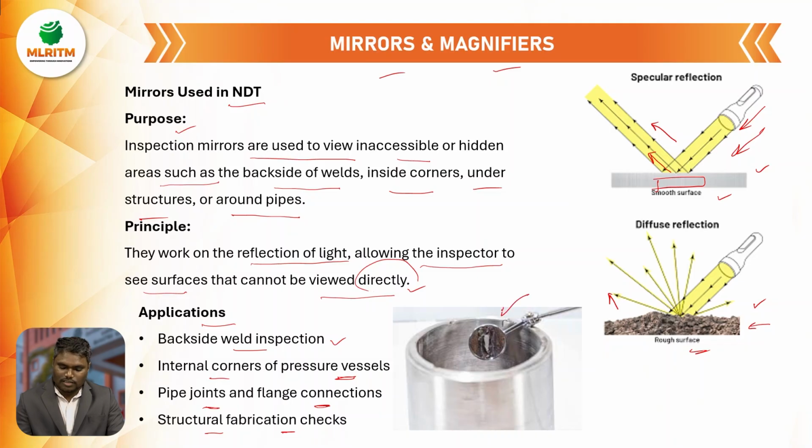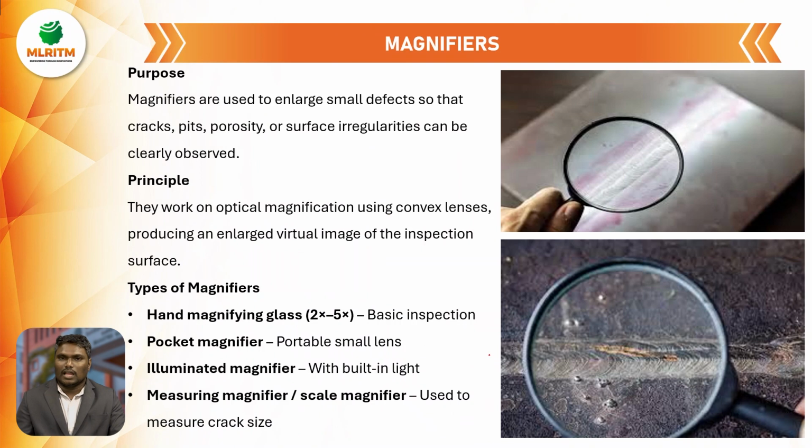And see this image also, which indicates that by using some mirror he finds the internal defect in the hole. Whatever cracks are present inside the hole are visible in the mirror. It's showing the defect in the mirror itself. And next we'll be discussing the magnifiers.